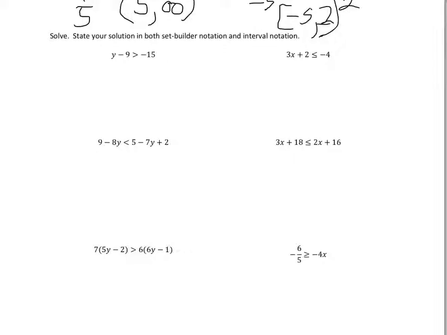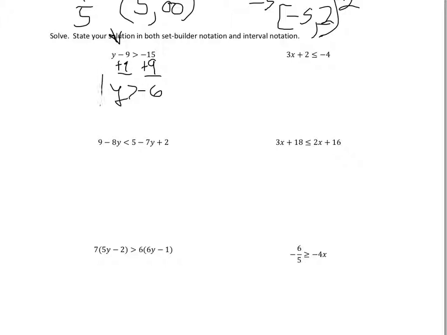So these next couple, we're going to solve these. So what we want to do is isolate the variable. So on this first one, we're trying to get y alone. So if we add 9 to both sides, we're going to get y is greater than negative 15 plus 9, which is negative 6. So now that we've isolated the variable here, we've solved this inequality.